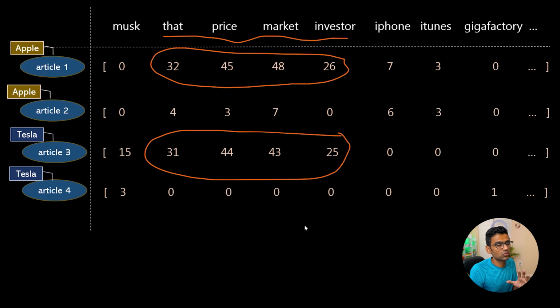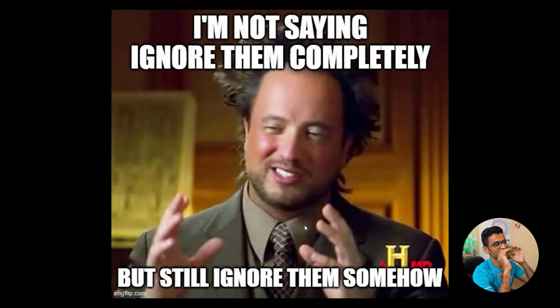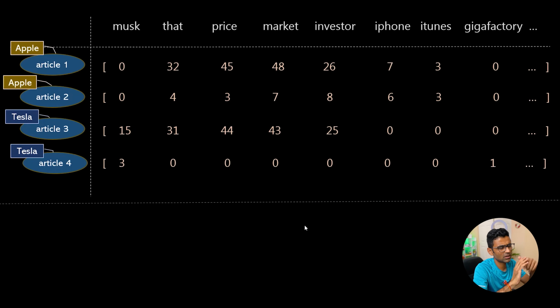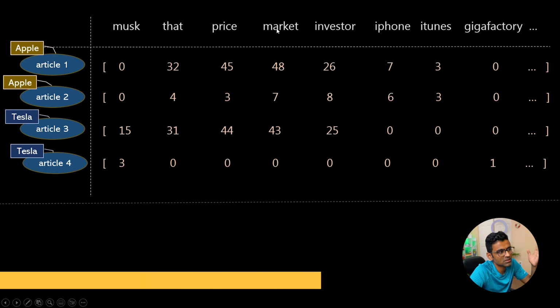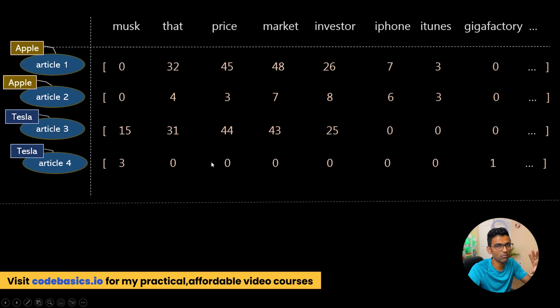So how do you ignore these terms? That's the question. You don't want to ignore them completely, but still you somehow want to reduce their influence. Someone will come and argue that these are stop words, so why don't we just remove all the stop words? Fine, we remove those. But then how about all these terms: price, market, investor? So stop words can help, but only to a certain extent. We need to do some additional thing.